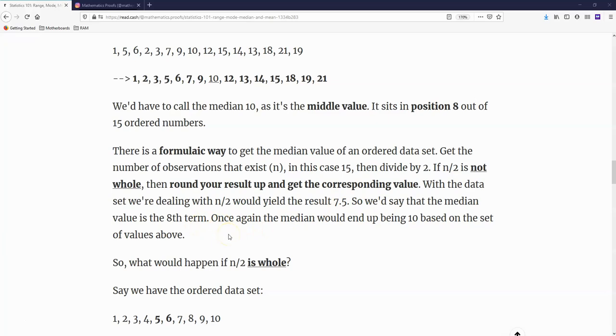Okay? So once again, the median would end up being 10 based on the set of values above. So we divided 15 by 2, we got 7.5, and then we rounded the result up to 8. So we had to take the 8th value in this data set with 15 numbers. And that is the number 10.